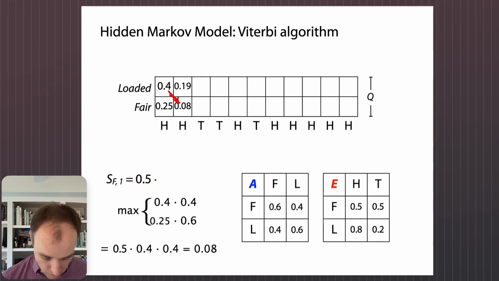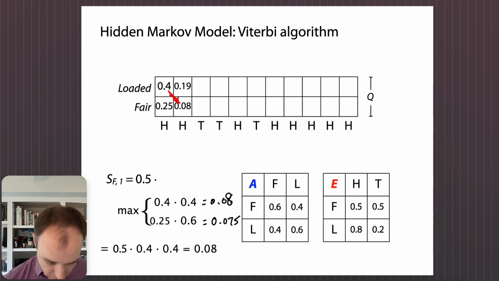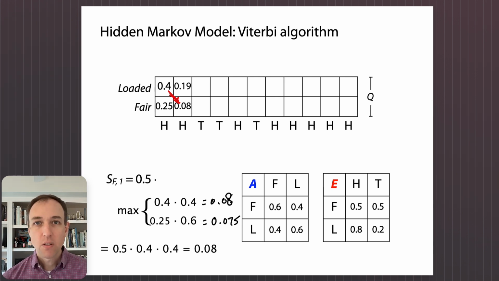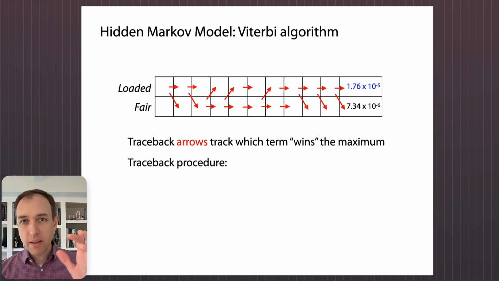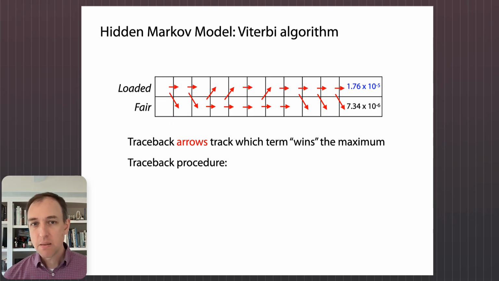This other choice is a little bit lower. The first one is 0.08, and this second one comes out to 0.075. So the first one wins. So the loaded to fair transition is what wins. Okay? Etc. We can fill in the whole matrix this way. At each step, we can keep track of which previous state won the maximum. And if we do all this, we end up with a filled in matrix. I left out most of the numbers, but I showed you the numbers for the final column here. This is, again, based on that same example we were just working.